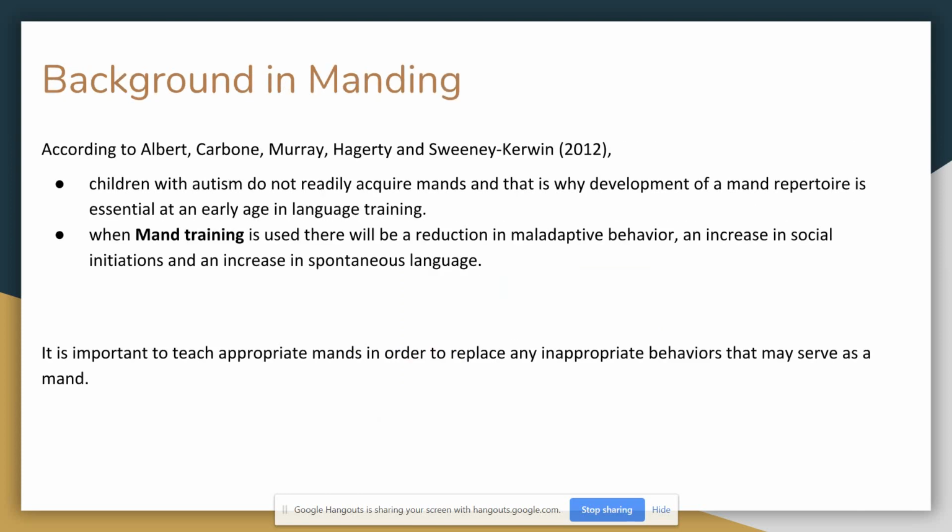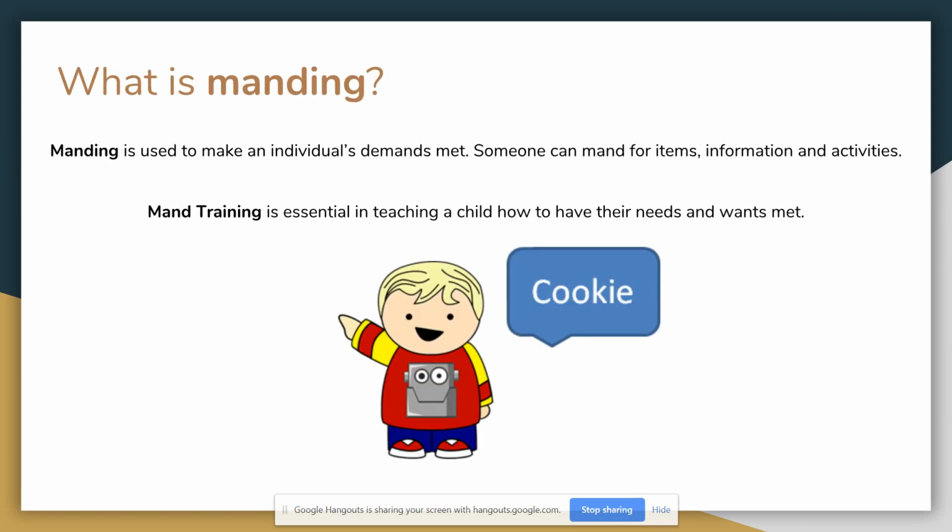What is Manding? Manding is used as an individual demands met. Someone can mand for items, information, and activities. Examples of Manding include, can I have a cookie? Or what time is it? Or let's swing. MAN training is essential in teaching a child how to have their needs and wants met. If a child learns to ask for what they want appropriately, then behaviors such as fighting and tantrums are less likely to occur.